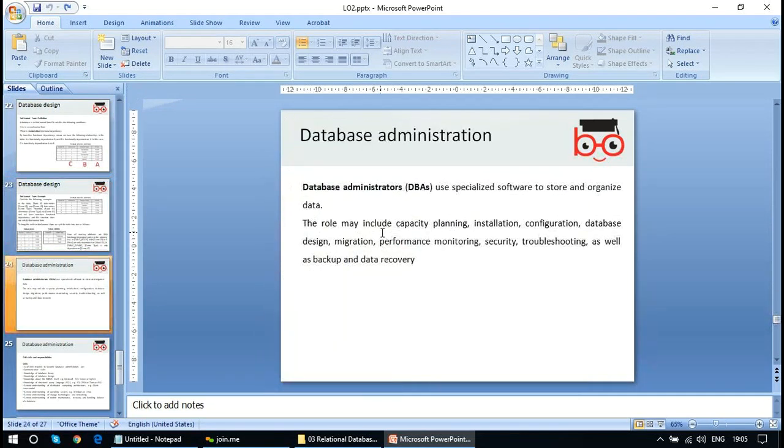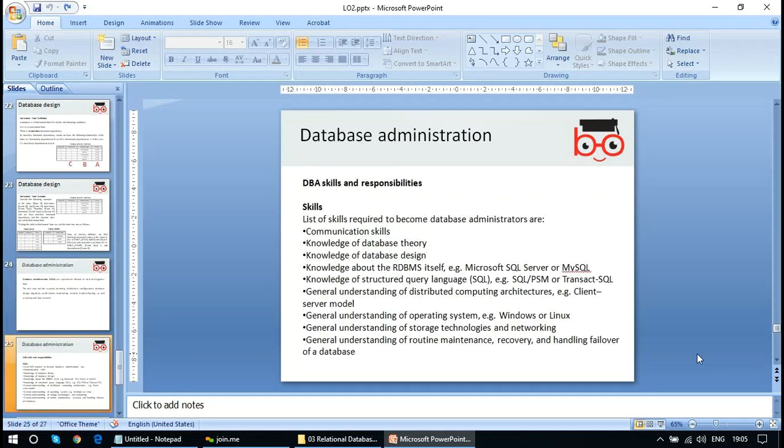Now some more topics to be discussed. Data administration is done by data administrators, who use specialized software to store and organize the data. The role may include capacity planning, installation, configuration, database design, migration, performance monitoring, security, and troubleshooting as well. These are well-known activities done by the data administrators.